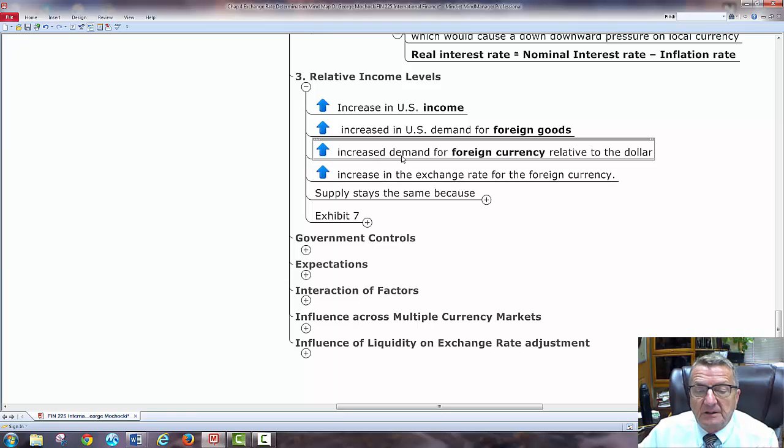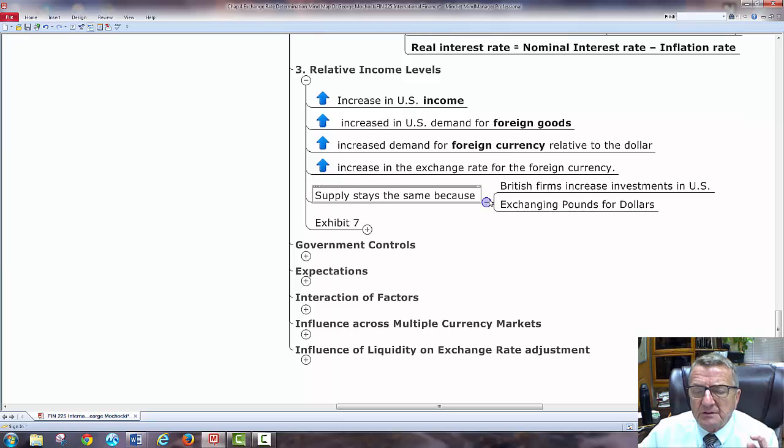Increase in demand for foreign currency. My income went up in the U.S., so I'm going to travel more, tourism, and I want the denomination in the country I'm going into. Increases in the exchange rate for the currency. Supply stays the same, and I'm going to show you another thing. British firms increase investments in the U.S., exchanging pounds for dollars.